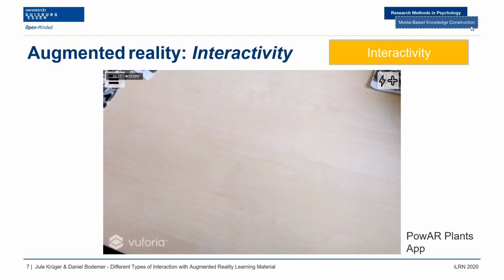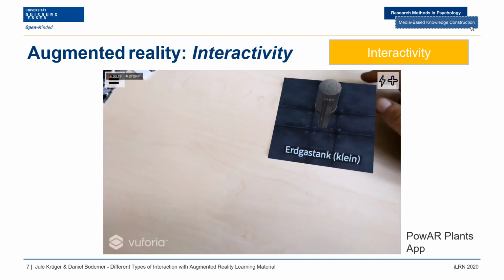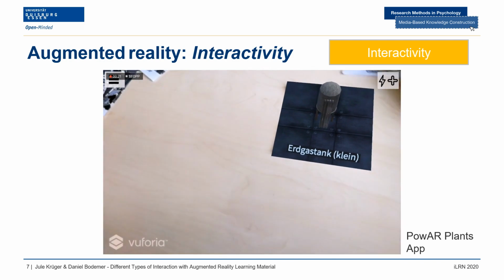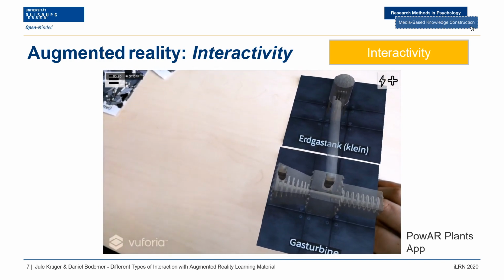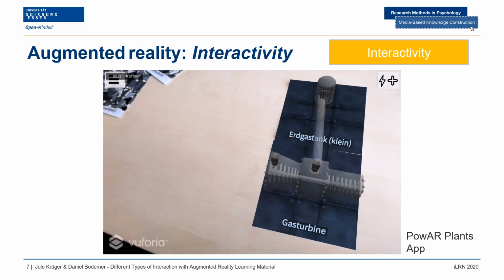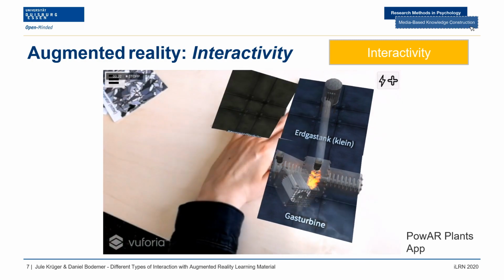Interactivity, which we focused on in our study, describes that learners can interact with elements in AR. Through the unique combination of virtual and real elements, also unique interactive possibilities arise in AR. Learners can interact with both real and virtual elements directly, but they can also interact with virtual elements through the manipulation of real elements. Through this unique combination, elaborate interaction with AR learning material is possible.